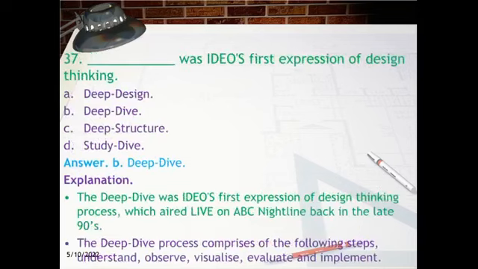37. Blank was IDEO's first expression of design thinking. Deep design, deep dive, deep structure, study dive. Answer B. Deep dive. Explanation. The deep dive was IDEO's first expression of design thinking process, which aired live on ABC Nightline back in the late 90s. The deep dive process comprises of the following steps: understand, observe, visualize, evaluate, and implement.